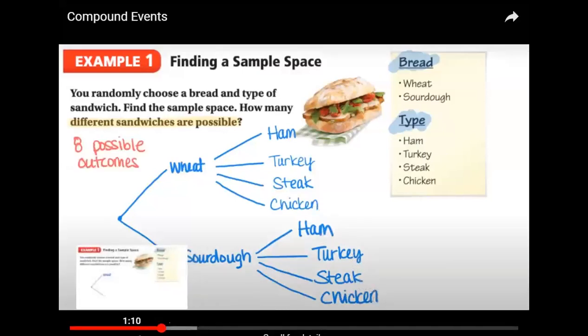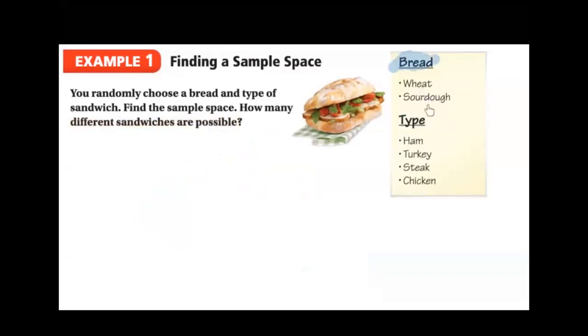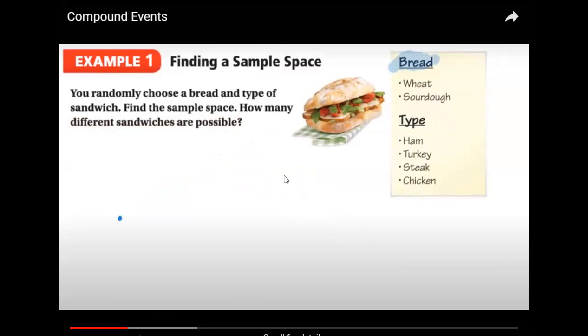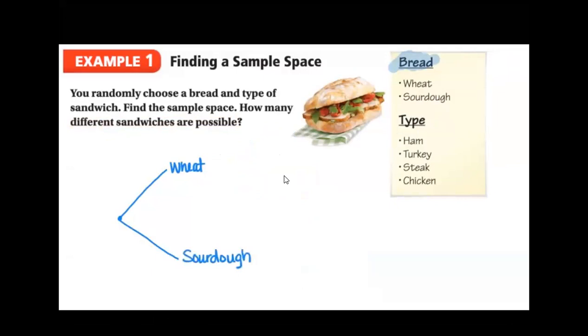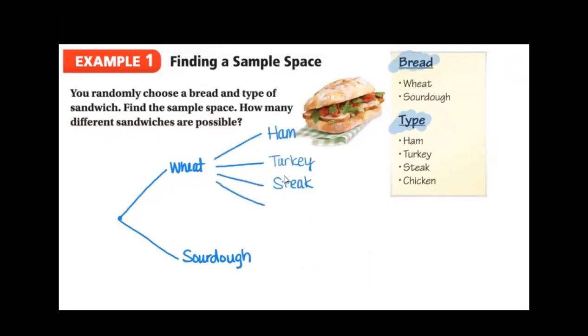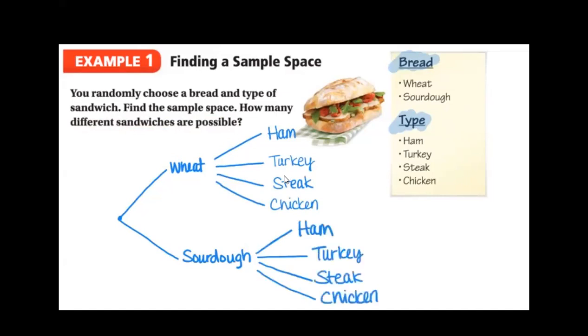8 different possible outcomes. The first thing we need is bread, and we can either have wheat or sourdough. So from this point, we're going to make 2 branches, one for wheat and the other for sourdough. After we choose the bread, we can randomly select ham, turkey, steak, or chicken. So if we chose wheat, we could then extend the branches for each type of sandwich: ham, turkey, steak, and chicken. And if we chose the sourdough, we would also extend the branches for each type of sandwich, ham, turkey, steak, and chicken.